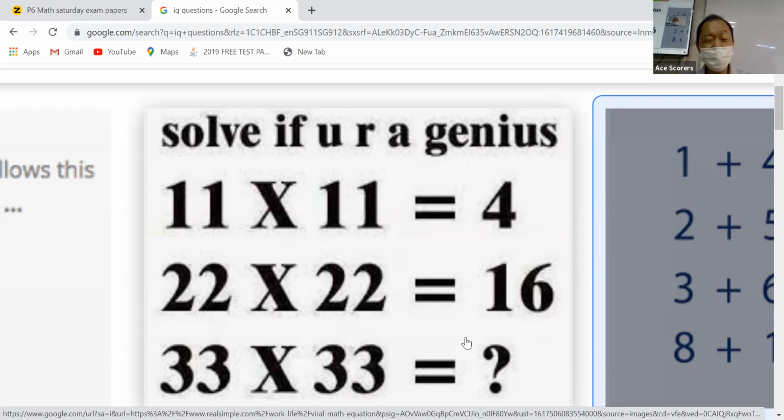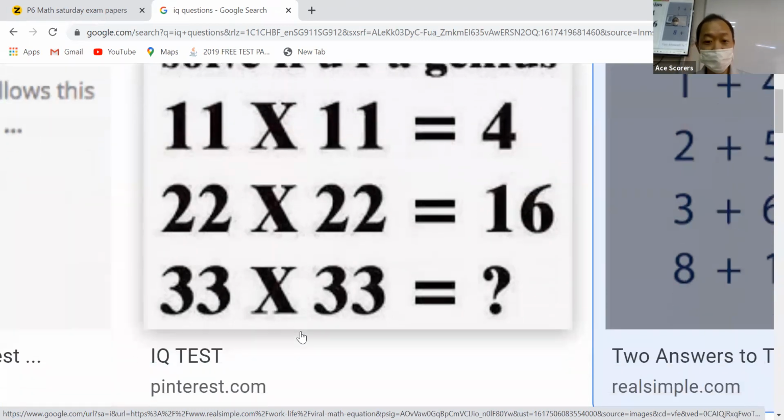No, 26. The top one is 1 times 4. Then here, 2 times 8. Then 3 times 16. 3 times 12. Okay, 8, 12. I don't know. Do you have an answer? Let's check whether they give us one.